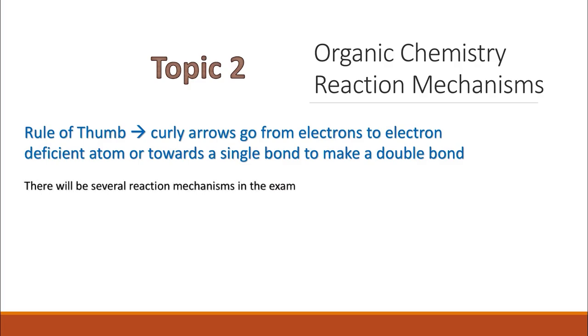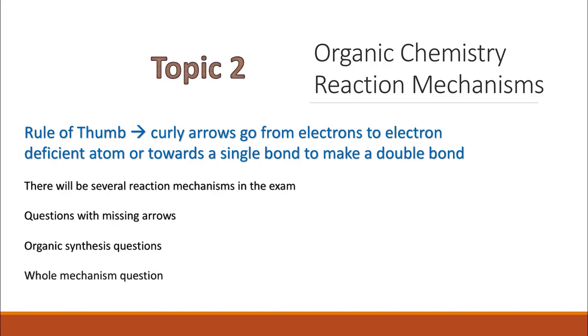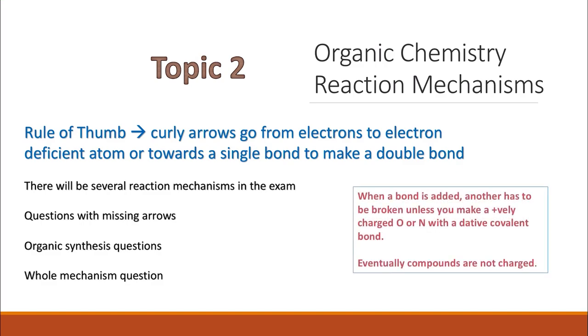There will definitely be several reaction mechanisms in your exam. There will be questions with missing arrows where they ask you to add the extra arrows and the lone pair of electrons. There will be a question on organic syntheses as well, and there will be a whole mechanism question as well. So remember that when a bond is added, another has to be broken, unless you make a positively charged oxygen or nitrogen with a dative covalent bond.